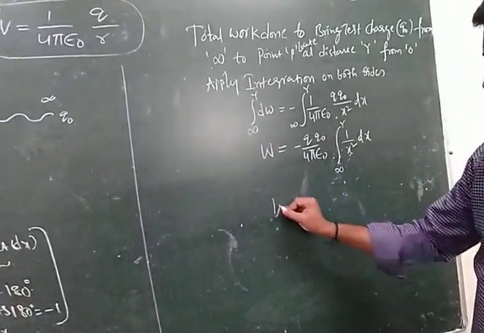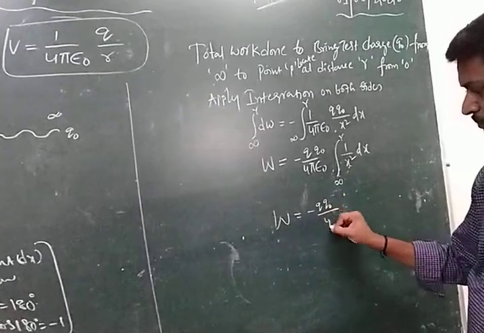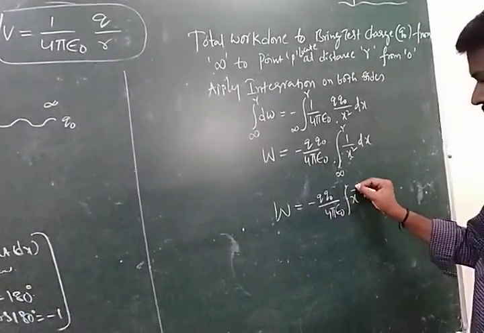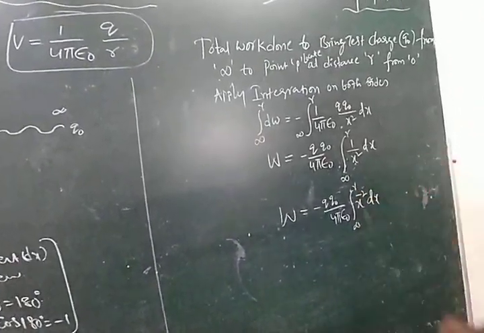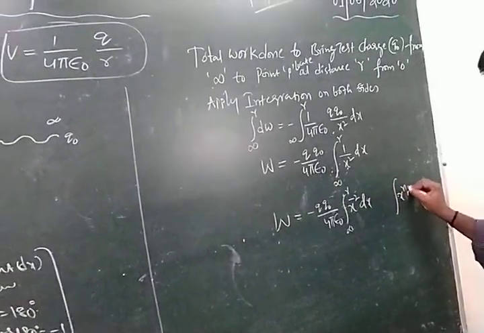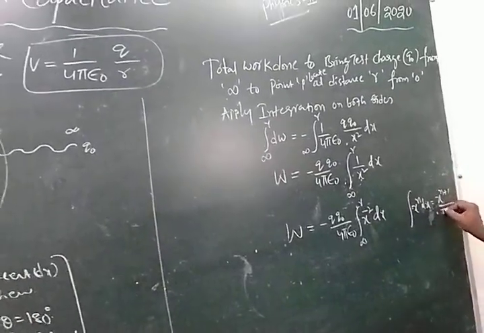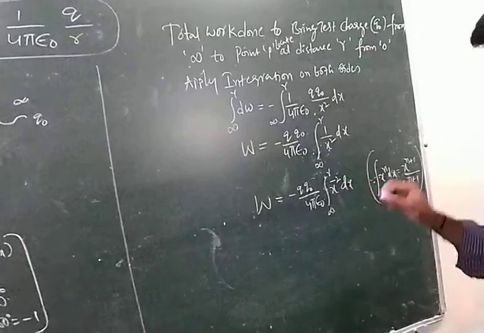So, therefore, W is equal to minus Q naught divided by 4 pi epsilon naught, integration of x power minus 2 dx, from infinity to R. So it is in the form of x power n dx. The formula is x power n plus 1 by n plus 1. The same formula we can apply to this.